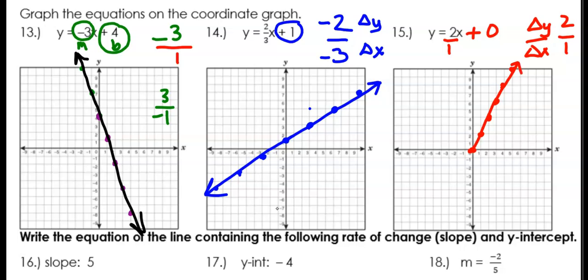To draw the second half of the line, you reverse both the signs. Down 2, left 1. And there's our line.